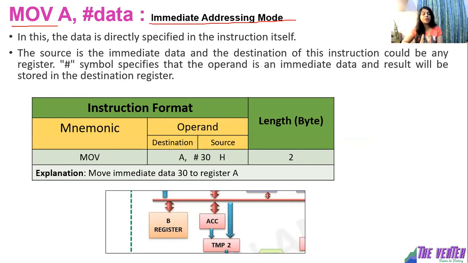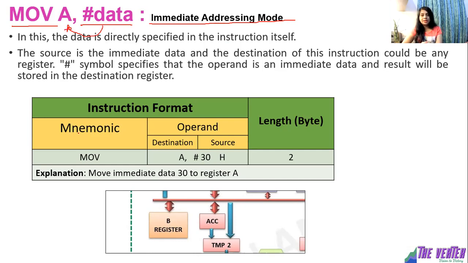Because it copies a data or it transfers a data from one register to another register, or from one memory to another memory, or from one place to another place, you can say. In this, data is directly specified in the instruction. So what is this hash data? Hash data means data is available in the instruction. This instruction says transfer the data into register A.